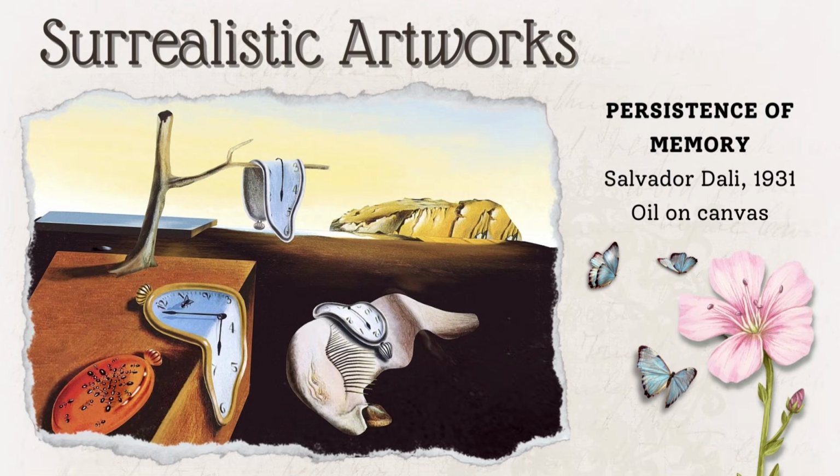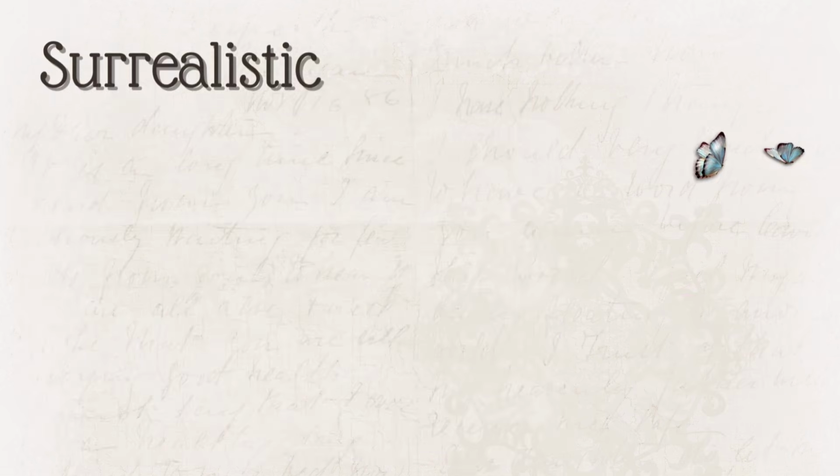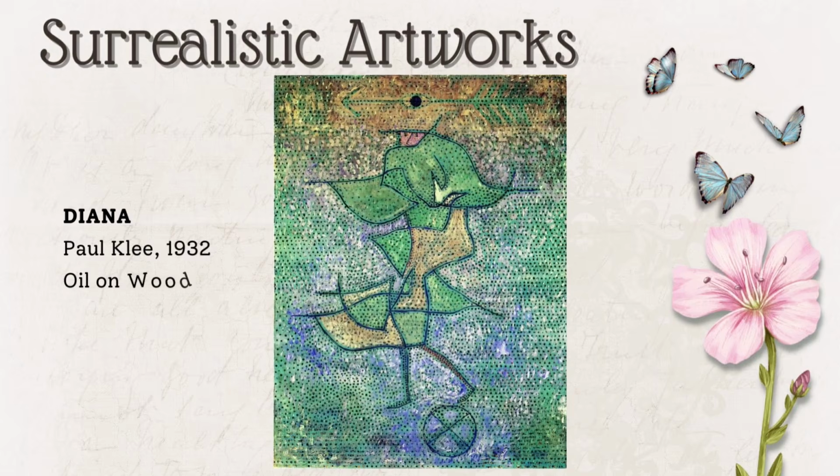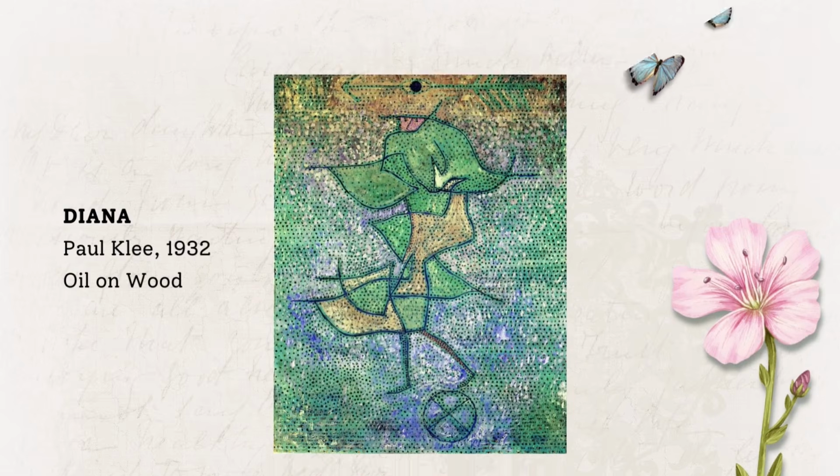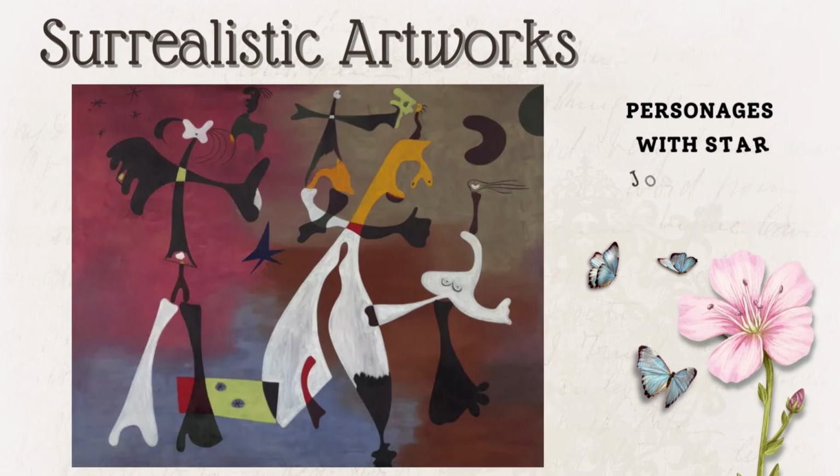Here is an example of a surrealistic artwork from Salvador Dali. This is called Persistence of Memory. It is an oil on canvas which Dali made way back 1931. Another surrealistic artwork is from Paul Klee. This is an oil on wood entitled Diana, which he did way back 1932. Last example is called Personages with Star. This one is done by Joan Miro way back 1933. It is a painting of oil on canvas.